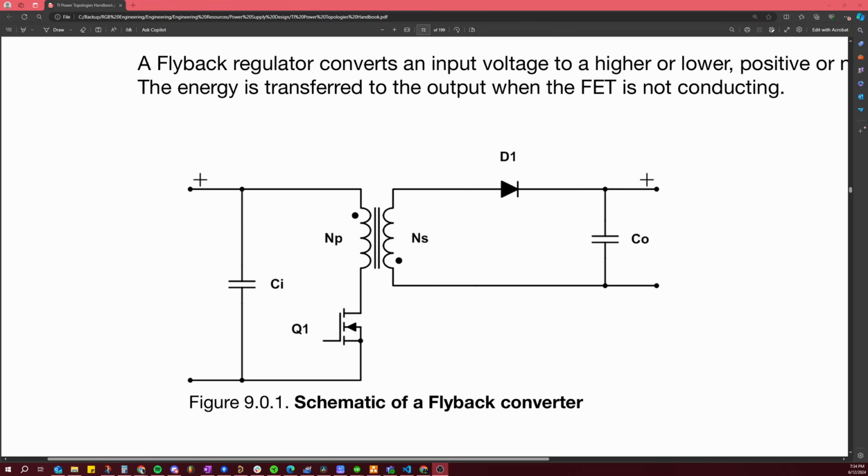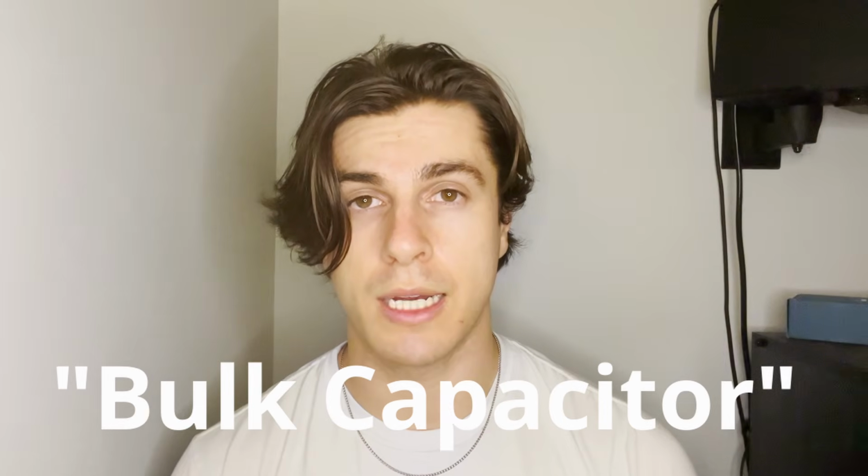The first component we're going to talk about is CI, the input capacitor. With flyback converters, you'll often hear the term input capacitor or bulk capacitor, or a combination of the two, but its function in every case is the same. Just like with other power supplies, the job of the input capacitor on the flyback converter is to smooth out the input voltage and provide a clean, stable signal for the flyback converter to work with.